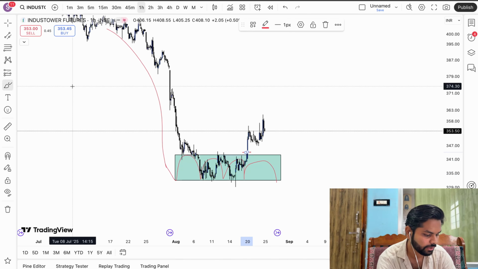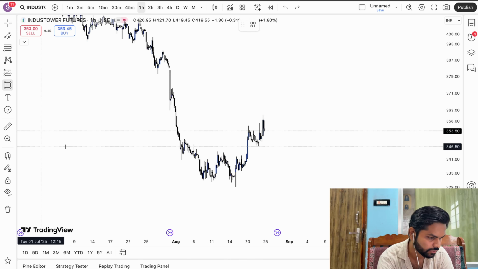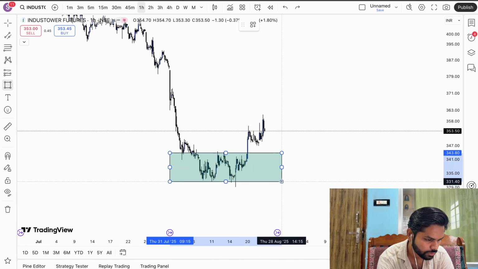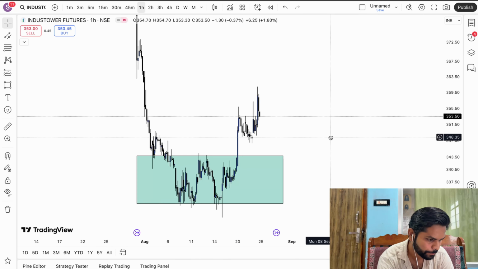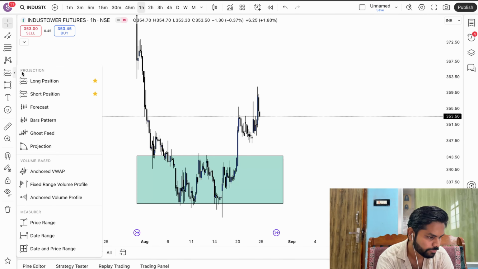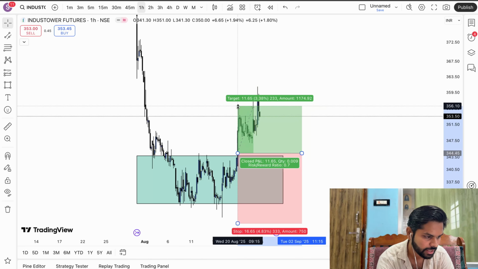So I did nothing here. Let me zoom in and draw this box again. Yes, so I did nothing here. Let me zoom in, and I bought futures. I didn't buy the call option, I bought the futures, and I exited at this target.